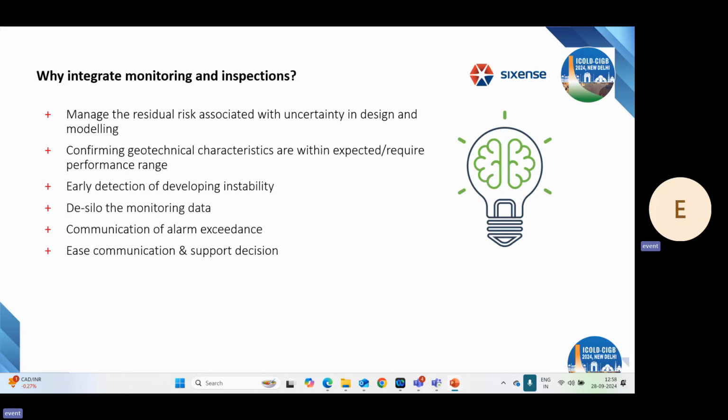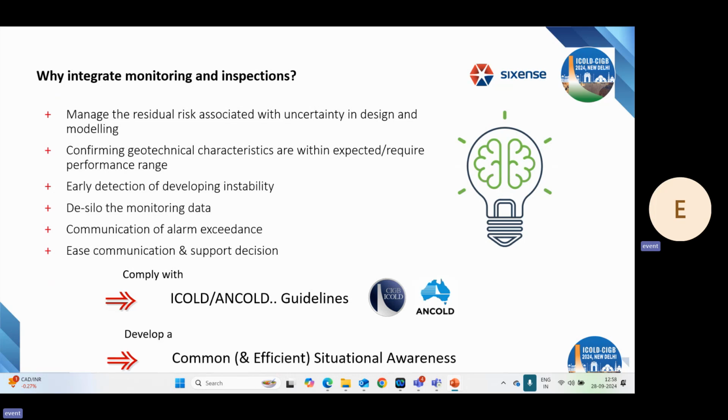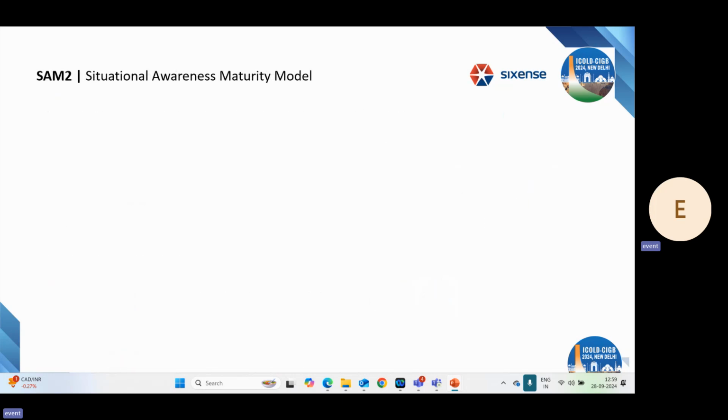In the end, that's going to make communication of alarm exceedances in case of any emerging issues much easier, and it's going to help the operators support the decisions. They're spending time making decisions, not gathering the data. It'll help us to comply with our relevant ICOLD or ANCOLD guidelines, and it'll help us develop a common and efficient situational awareness. So what do I mean when I say situational awareness?